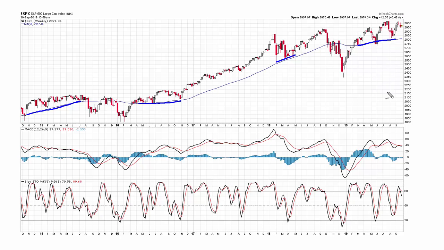Let's look at some of the indicators here. So on the MACD histogram, we have a negative divergence as this moves up, allowing for a little dip below. I usually don't like a dip below, but I'm noting it right now.